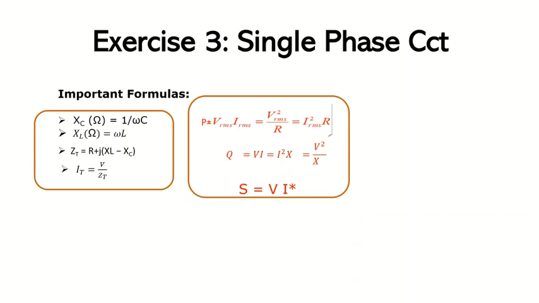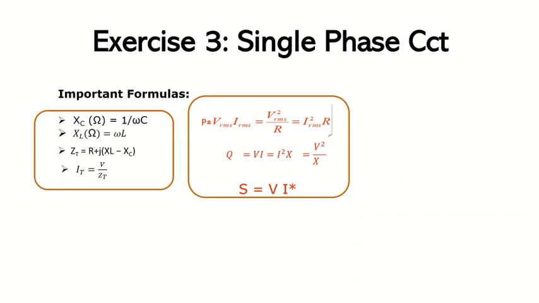Okay, the next one is the reactive power. The reactive power is V times I, which is also equivalent to I squared X, and you can also find it from V squared divided by X. So the X value here depends on whether your reactance is from the inductor or capacitor.